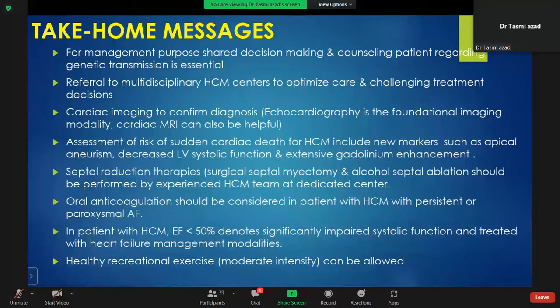And cardiac imaging to confirm the diagnosis. Echocardiography is the foundational imaging, and assessment of risk of sudden cardiac death should be done, and septal reduction therapy should be performed with an experienced HCM team. Oral anticoagulant should be considered in patients with HCM with persistent or paroxysmal AF, as I already mentioned, and ejection fraction less than 50% indicates impaired systolic function, and healthy recreational exercise can be allowed.